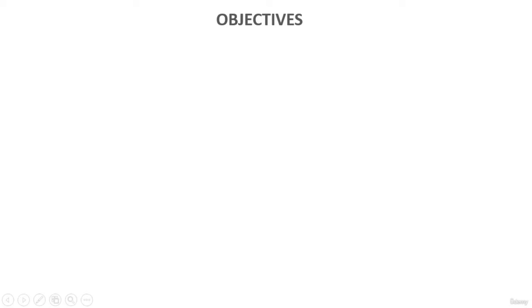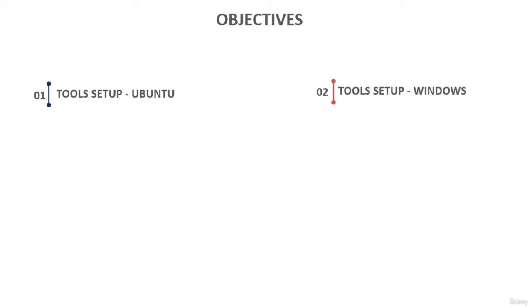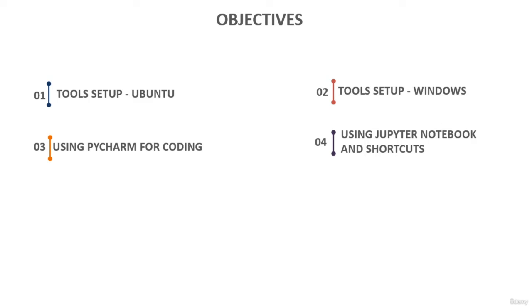Welcome back. The focus area of this module is to take you through a step-by-step process for tool setup that we need to do to work on the various projects in this course. To start with, I will first cover the tool setup for Ubuntu. Then I'm going to cover the setup for Windows environment. After that, I'm going to give you a walkthrough of PyCharm and explain how it can be used for coding. And then I will cover how you can use Jupyter Notebook along with some useful shortcuts. Finally, we are going to learn how to use Google Colab for training your models.